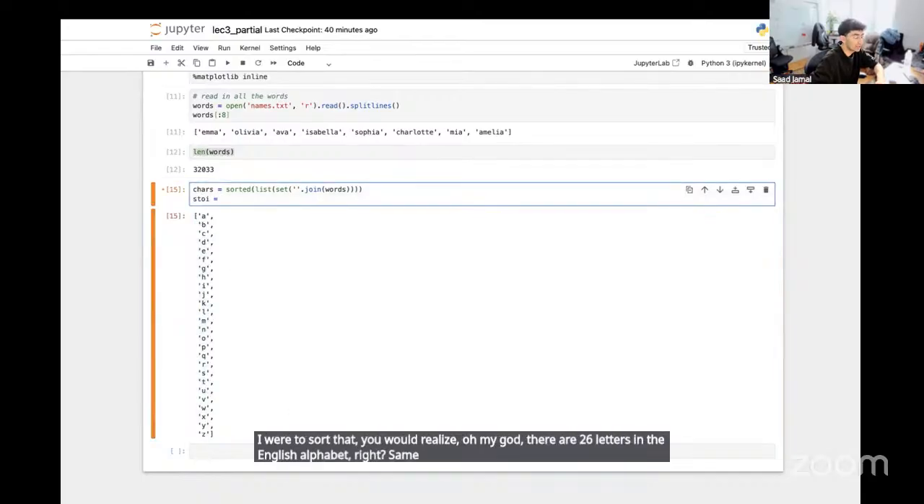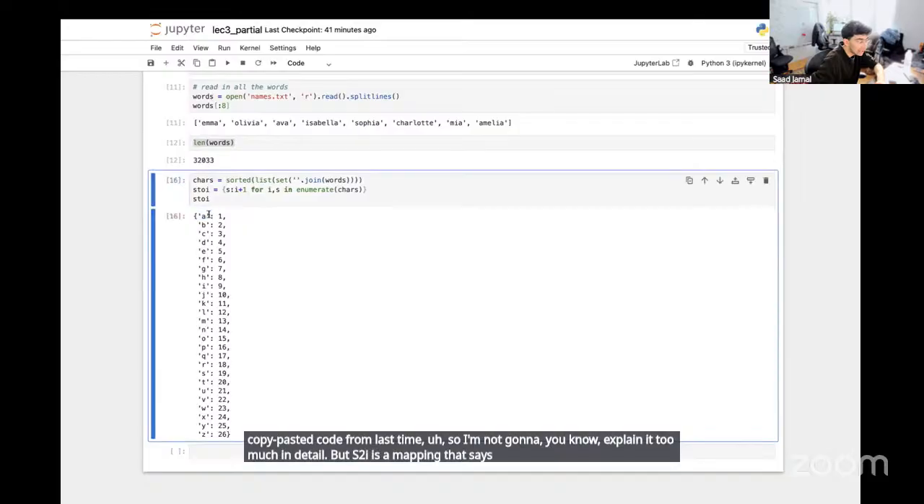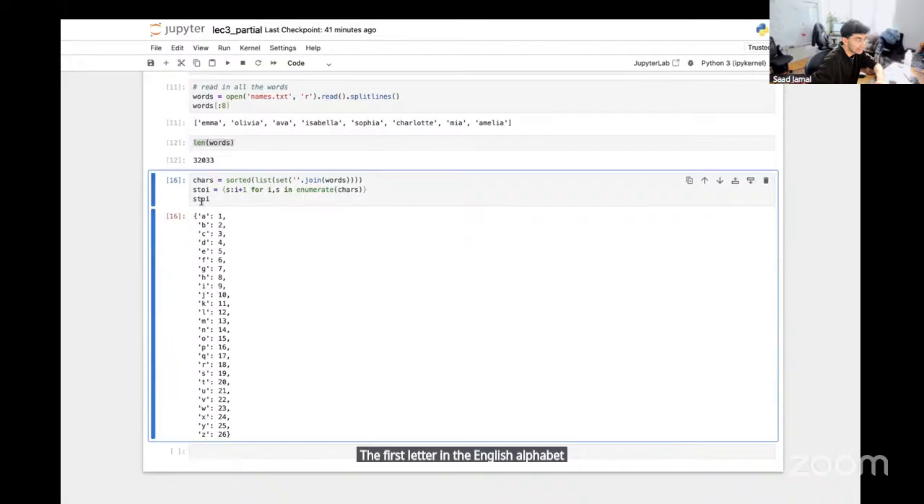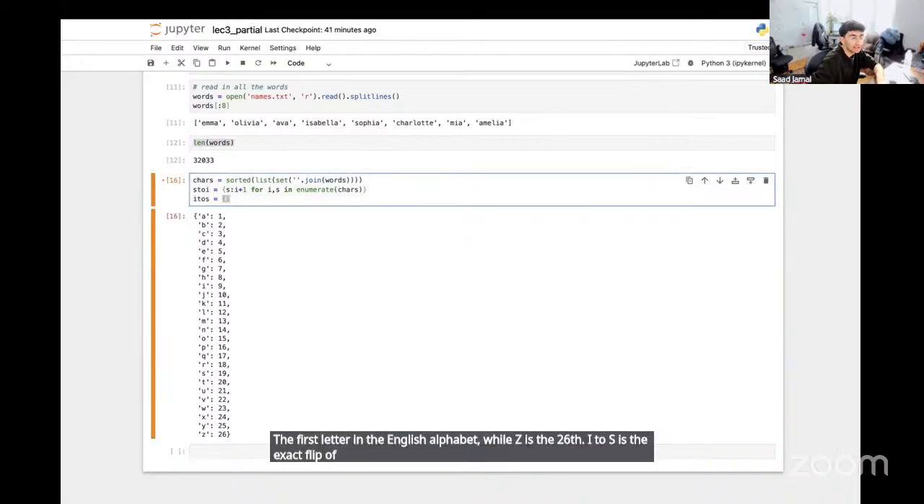Same as last time, we're going to have a mapping string to integer. Again, guys, this is all review. This is literally copy-pasted code from last time, so I'm not going to explain it in too much detail. But S to I is a mapping that says that A is the first letter in the English alphabet, while Z is the 26th. I to S is the exact flip of that. So basically, for each S comma I in S2I items, we're going to flip those two right there.